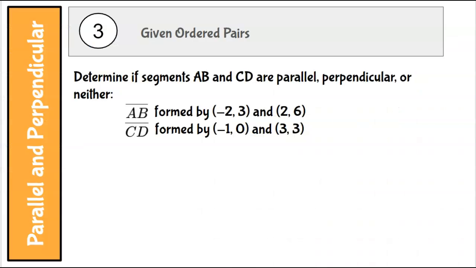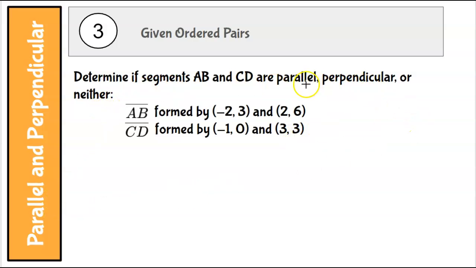Now that we've talked about what parallel and perpendicular are, let's look at some examples. Given ordered pairs, determine if segments AB and CD are parallel, perpendicular, or neither. So segment AB is formed by these 2 points. CD is formed by these 2 points. Are they parallel, perpendicular, or neither?